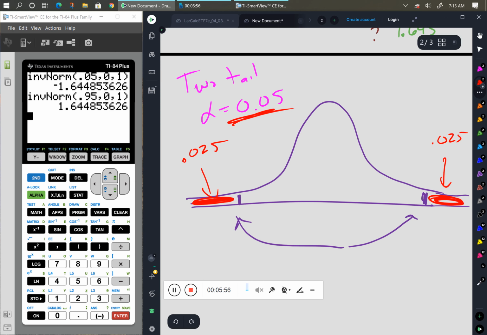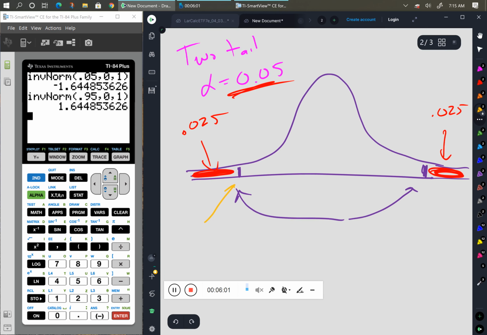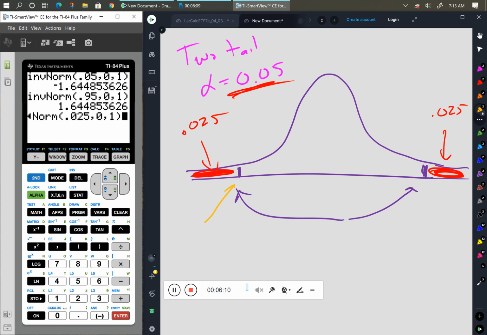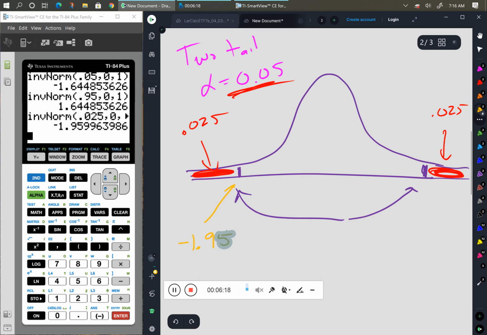Okay. And I'm just going to find the left one because then I don't have to think as much. I'm going to find that left one by just going back to my inverse normal command. 0.025. And I get that this one is a z-score, or a critical value, negative 1.96. But if that one's negative 1.96, then the other one being symmetric is positive 1.96. So my two tails would just give me those.